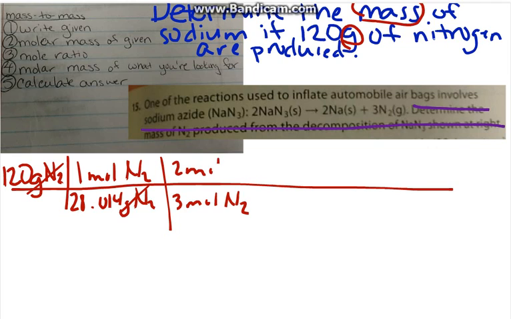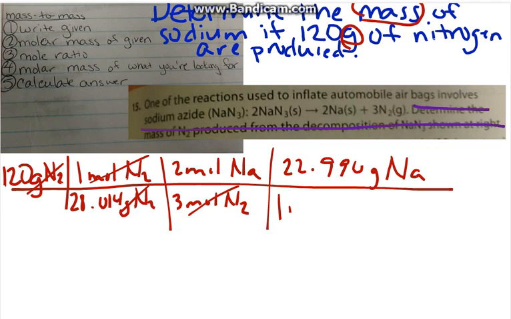Step 3, my mole ratio. Look back at my equation. I have 3 moles of nitrogen. And every time I do, I have 2 moles of sodium. Step 4, molar mass of what I'm looking for. Molar mass of sodium is 22.990. I only have 1 of those, so I don't have to multiply it. That's always paired with 1 mole of sodium. And step 5 says to calculate the answer.